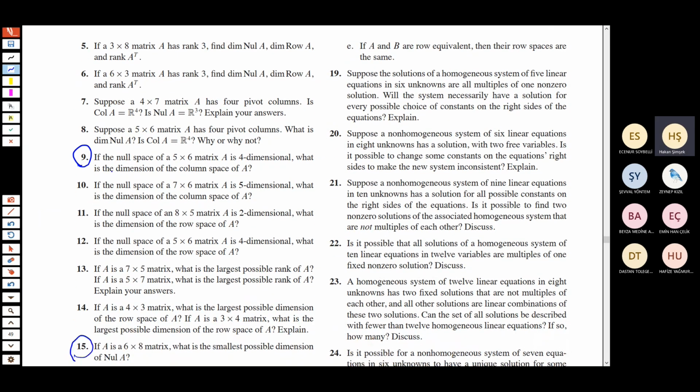Question 9: if the null space of a 5 by 6 matrix A is 4-dimensional, what is the dimension of the column space? What can we say? We have a 5 by 6 matrix. The dimension of the null space is equal to 4. What is the dimension of the column space?